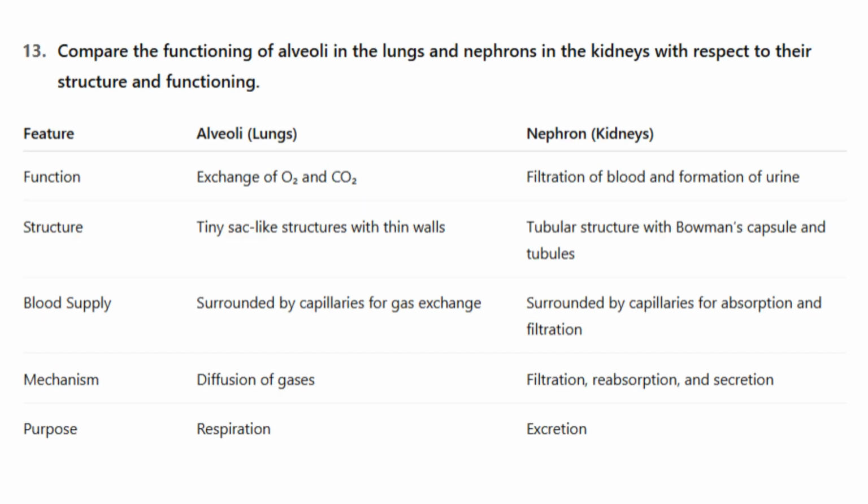Compare the functioning of alveoli in the lungs and nephrons in the kidneys with respect to their structure and functioning. Feature: alveoli, lungs; nephron, kidneys. Function: exchange of O2 and CO2; filtration of blood and formation of urine. Structure: tiny sac-like structures with thin walls; tubular structure with Bowman's capsule and tubules. Blood supply: surrounded by capillaries for gas exchange; surrounded by capillaries for absorption and filtration. Mechanism: diffusion of gases; filtration, reabsorption, and secretion. Purpose: respiration; excretion.